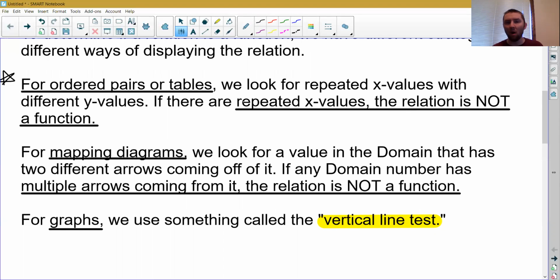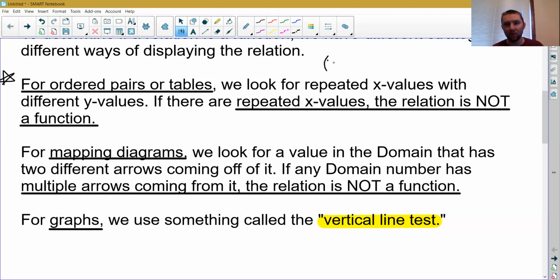Okay, and if there are repeated x values with a different y value, the relation is not a function. Okay, so this is a way that we can decide a certain relation is not a function if we see the same x value again, but with a different y value. That relation is not a function, right? Because that x value would have two different y values.